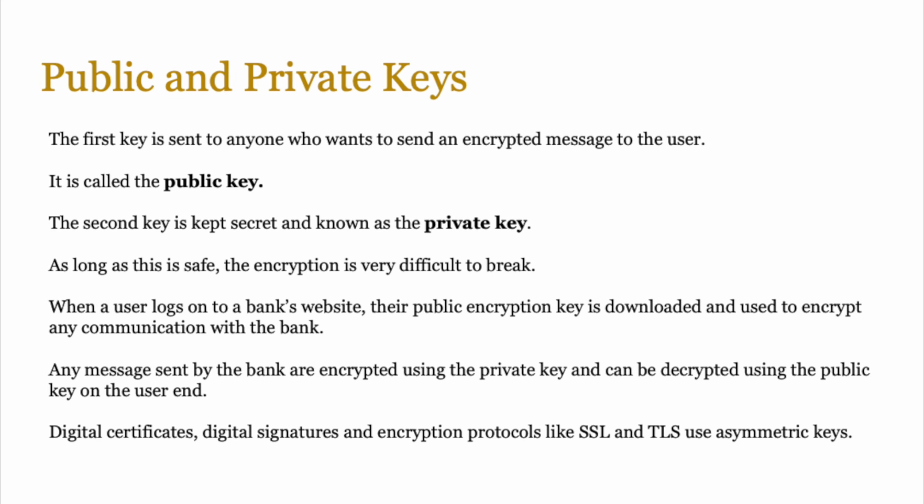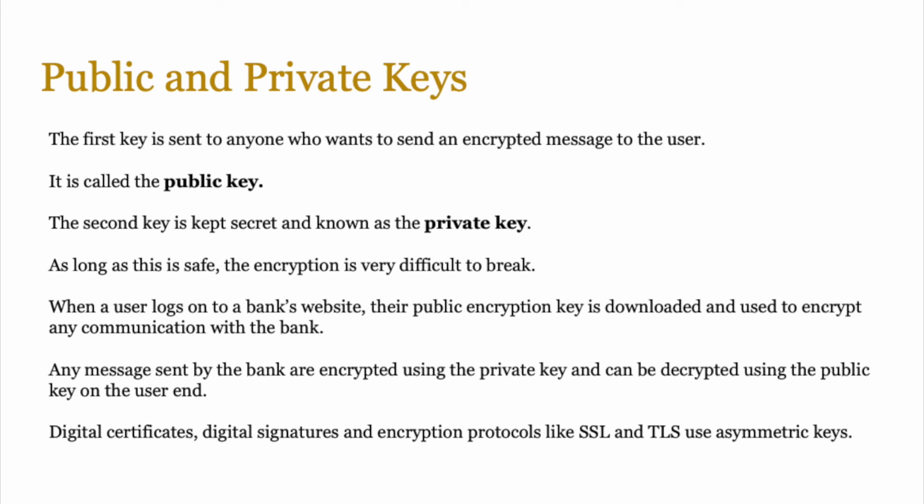Now, you should also be aware of the differences between public and private keys. The first key, which is sent to anyone who wants to send us an encrypted message, is called the public key. This is the one that we distribute to everyone. We don't keep this one secret. The second key is kept secret and known as the private key. We don't give this out to anyone. As long as this key is safe, the encryption is very difficult to break.